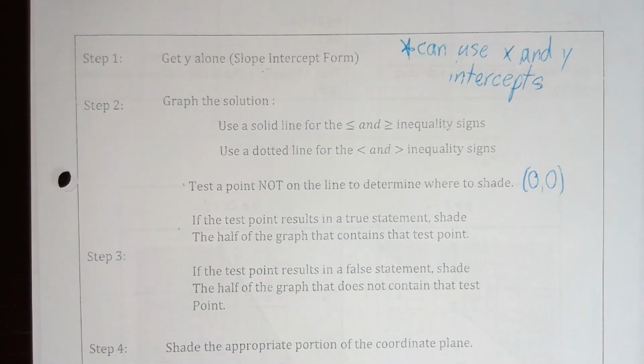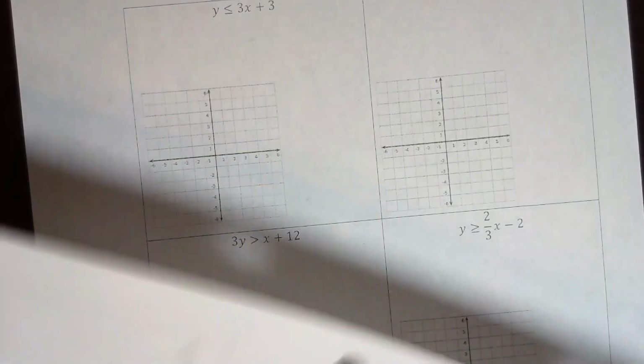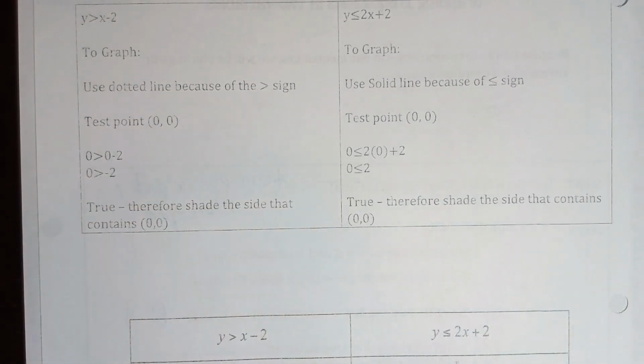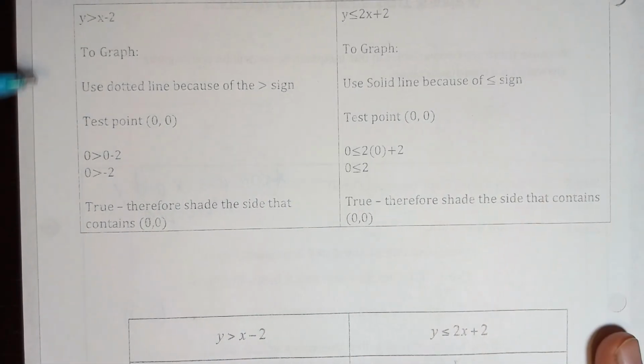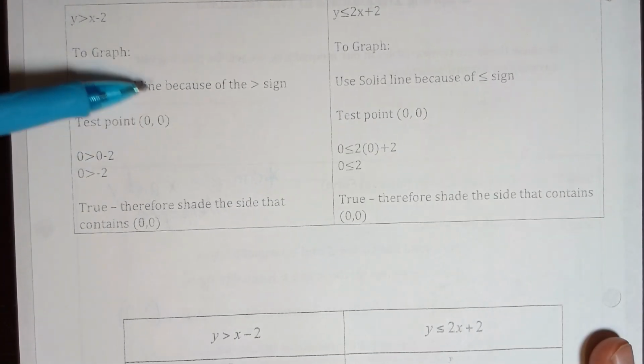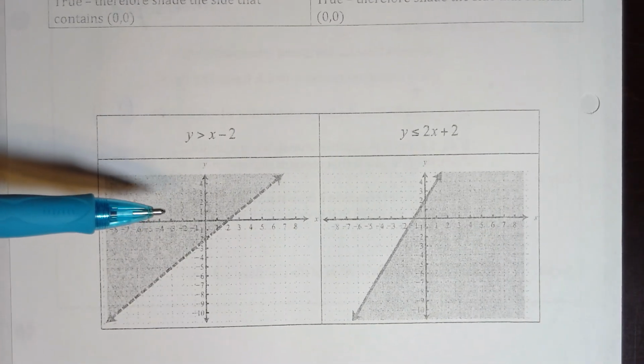And step four, we're going to shade the appropriate region. So let's go ahead and grab... Here are some examples of what they mean. Always testing 0, 0, using a dotted line, and so on. And here's what it looks like.